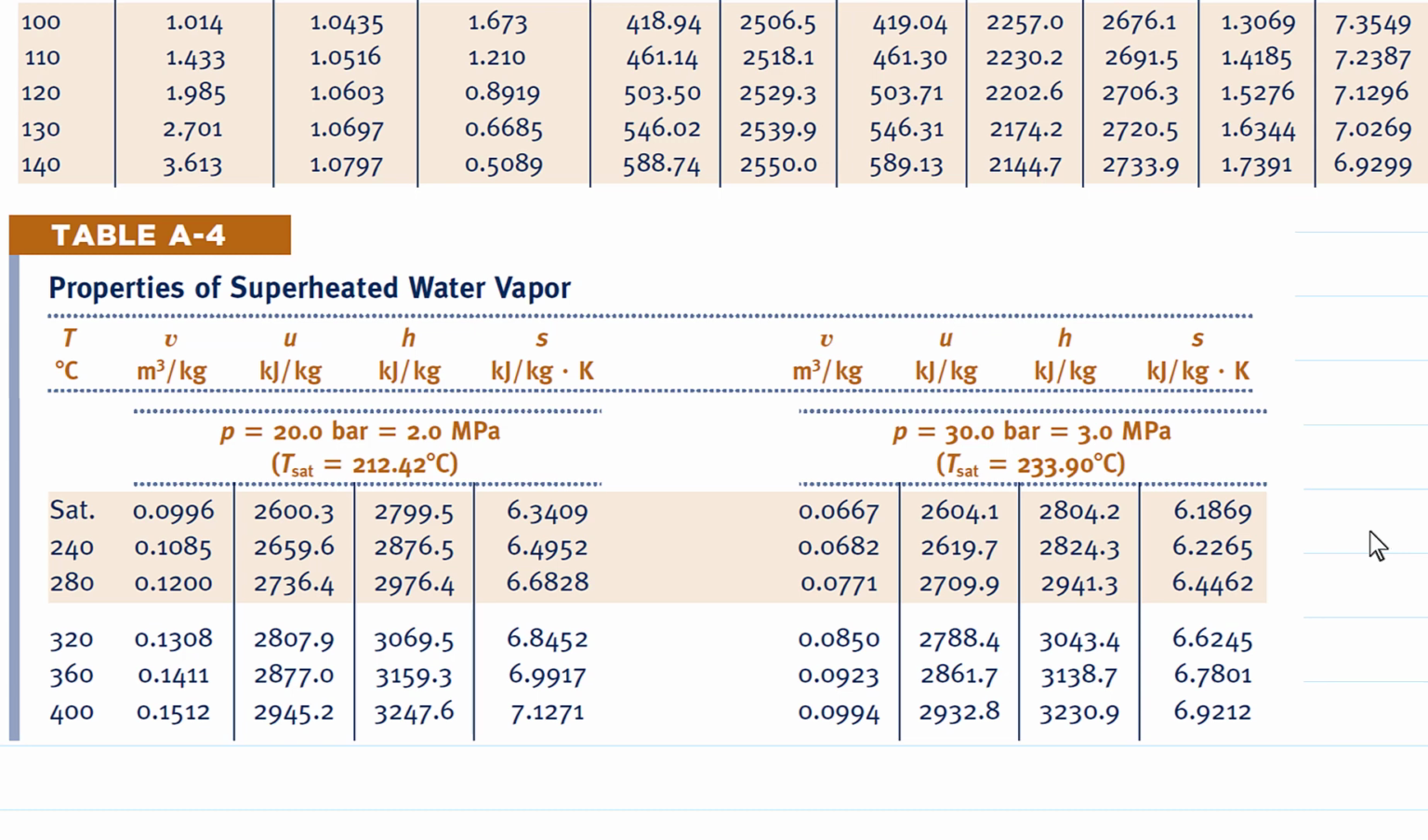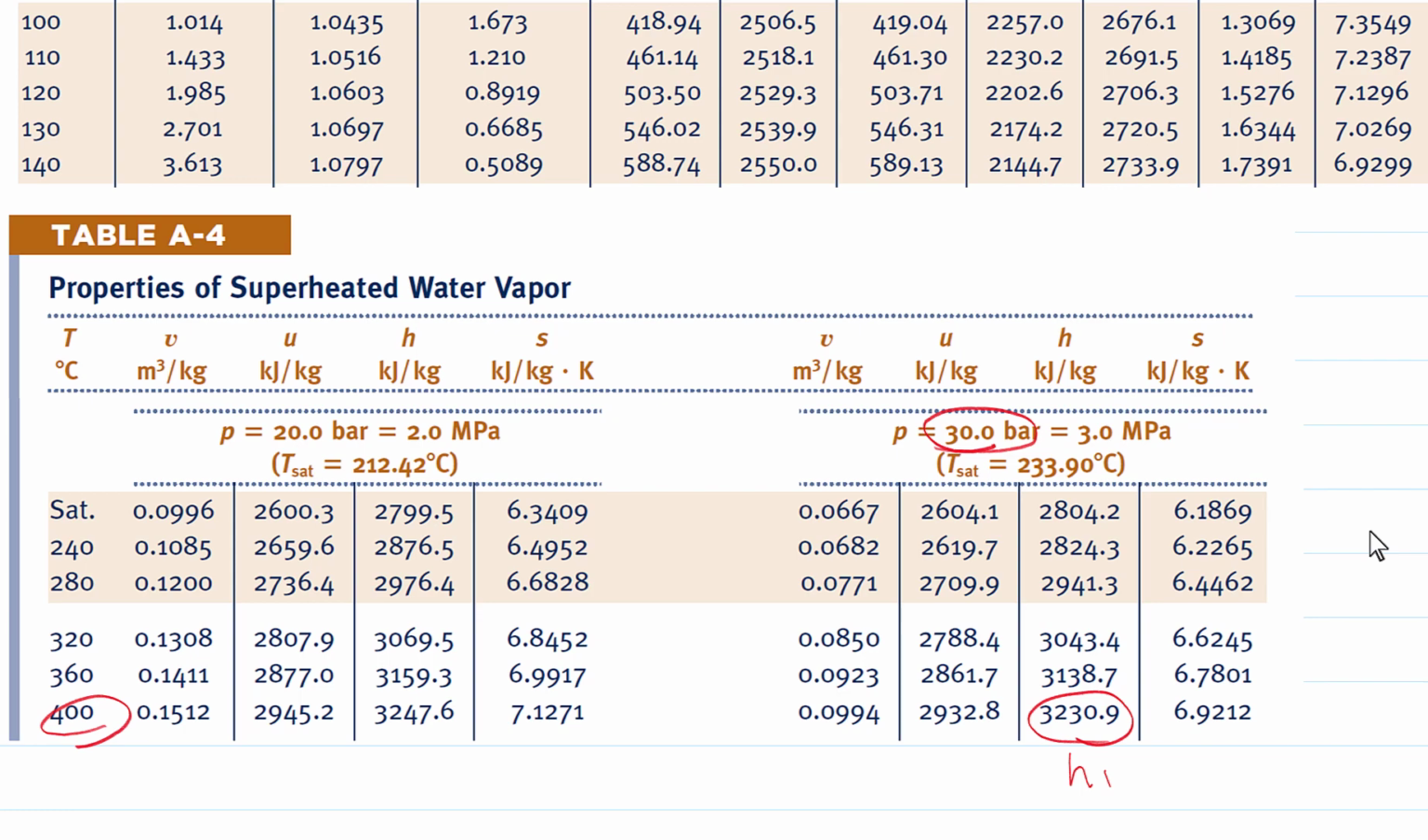Let's first determine the enthalpy at the inlet. At the inlet, we have 30 bar and temperature 400 degrees Celsius. At 30 bar, 400 degrees Celsius, enthalpy at the inlet is here.